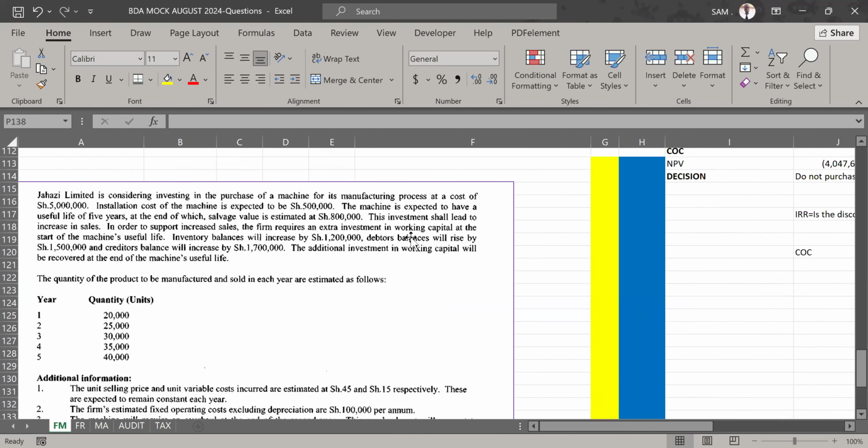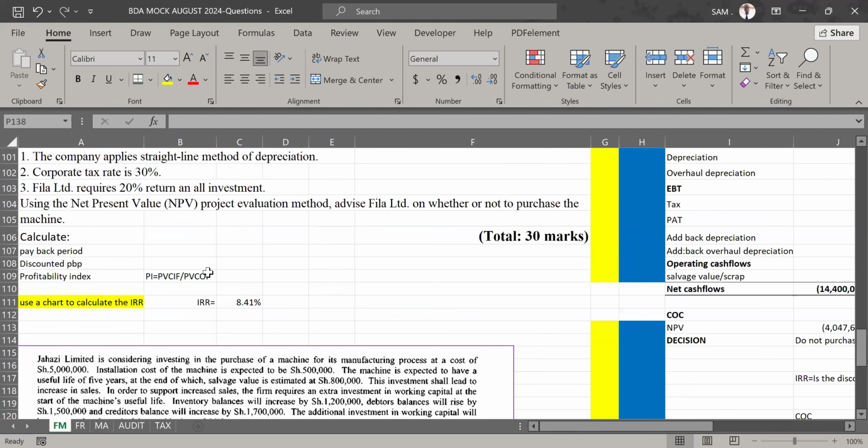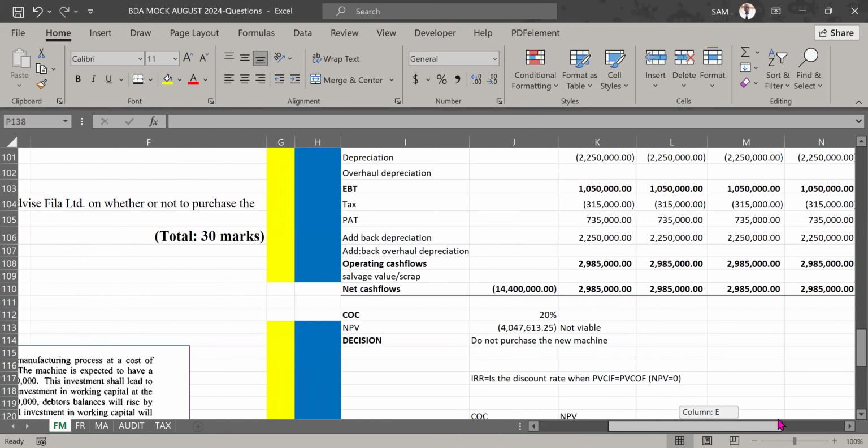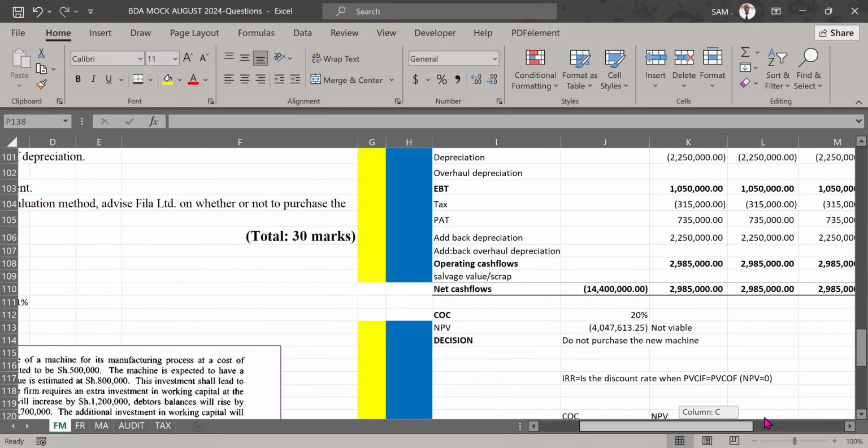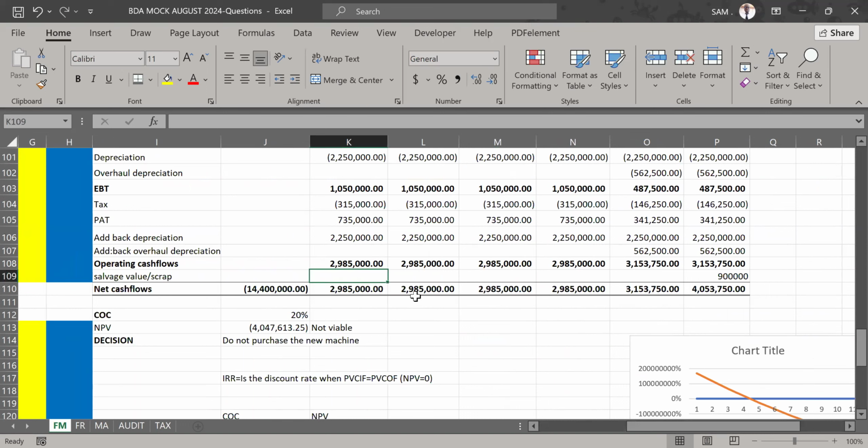I will leave the part of payback period. That is very easy. It is the period you will take to recover your investment. What investment are you recovering? You are recovering 14.4 million. So you just look at the cash flows, look at the cumulative figures, and look at what point you are going to recover this amount. I think this is something we have done. There was a question we did about that, and it is not anything difficult.